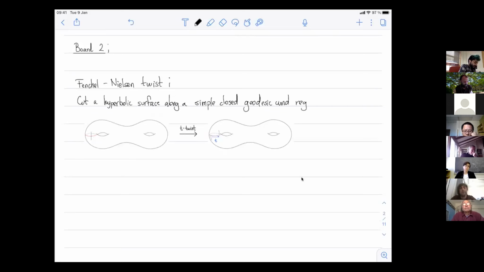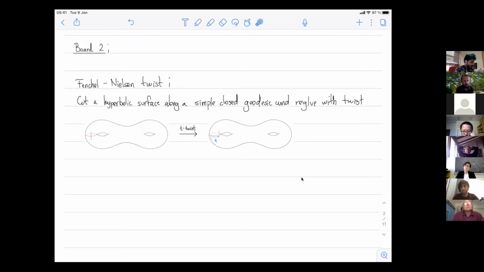Like in this picture here, what we're supposed to think is that we're cutting along the red geodesic over there, and then we're regluing back with a twist T, which is measured in units of hyperbolic length. Originally this blue arc crossed perfectly through the red curve, but now that I've twisted, it has been sheared to the side by a certain amount. So that's what a Fenchel-Nielsen twist is. You cut and then you reglue with a certain twist.